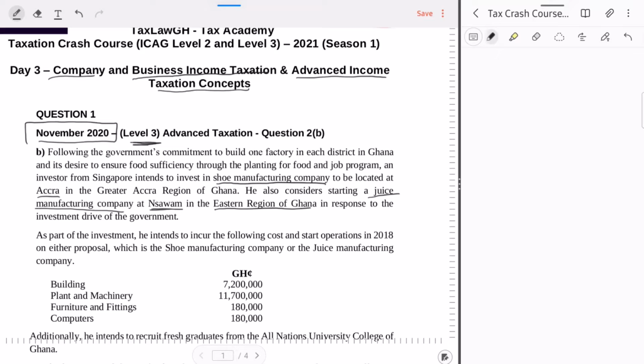So here the proposals are, he's thinking of starting a shoe manufacturing company in Accra, and he's thinking of starting a juice manufacturing company at Nsawam. So here, locational incentive wise, one is in Accra, the Greater Accra Regional Capital. One is in Nsawam, Eastern Region. It is not a regional capital. And I hope by mentioning this, I've drawn your mind towards the locational incentives for manufacturing companies. If you don't remember, it's fine. I will teach you how we get there.